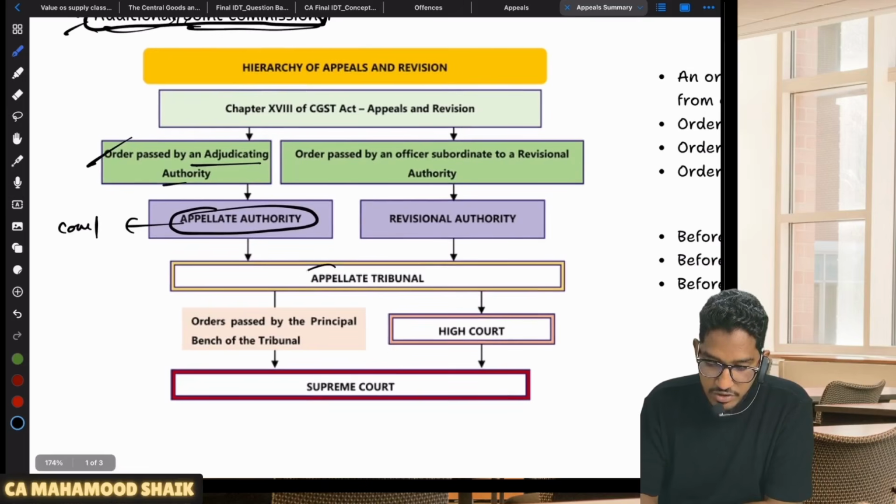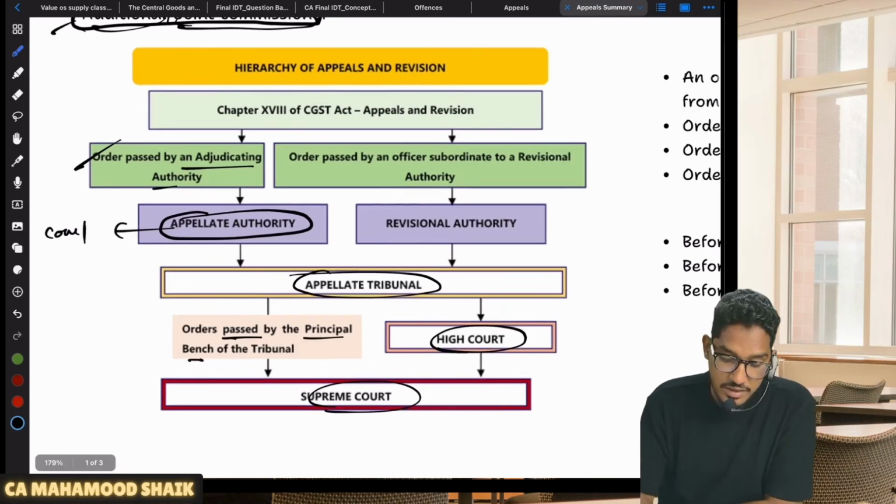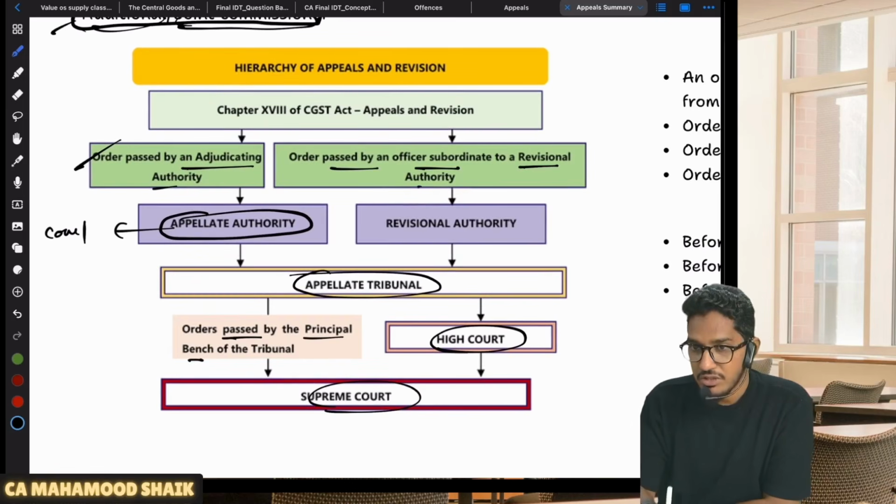There, if you are aggrieved, you will go to where? Appellate tribunal. After tribunal, High Court. Thereafter, Supreme Court. However, at one stage you can skip High Court. When? If order is passed by principal bench of the appellate tribunal, then you can skip High Court, directly go to Supreme Court. Then, order passed by officer subordinate to revisional authority.